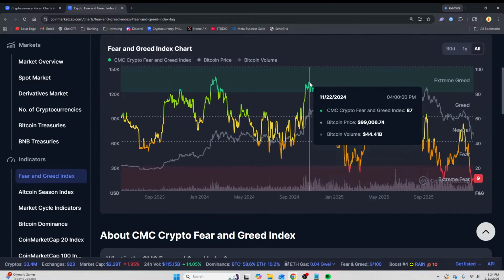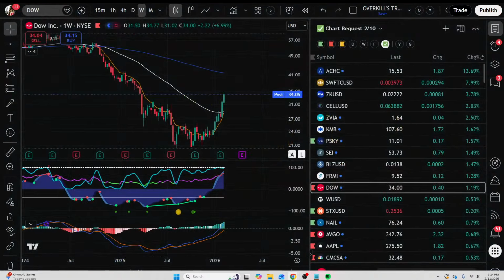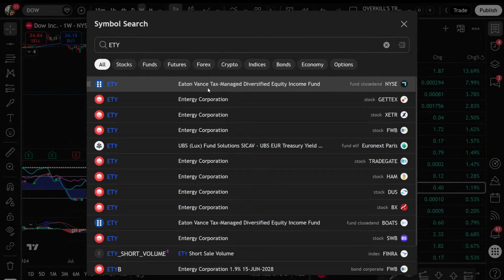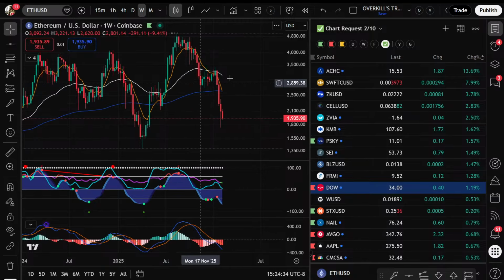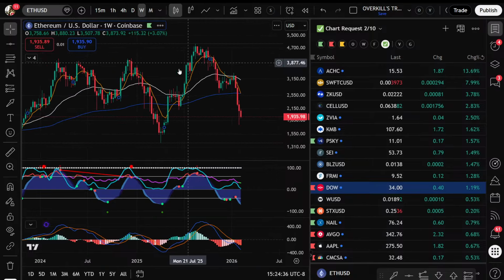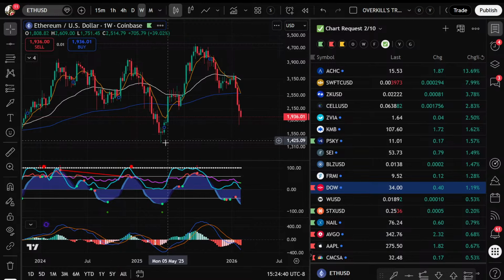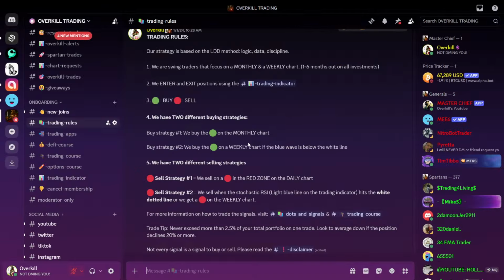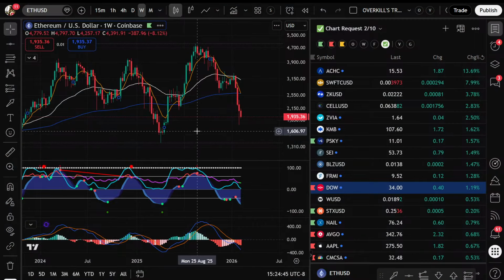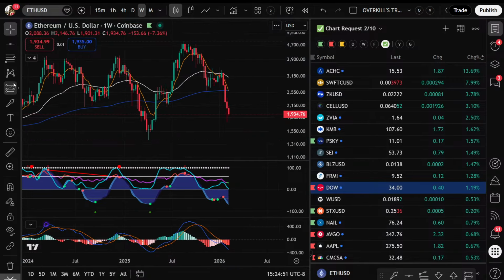Extreme greed was back here in November 22, 2024. Let's go look and see where that was on the chart. Let's just go to ETH because it's a good place marker. Okay, Ethereum. Let's go back to November 2024. That was right here, at 4,000, before we just got destroyed. So this right here, I exited out of it. But hopefully you guys get my point. You know what I'm saying?